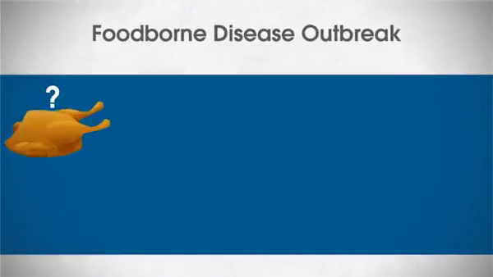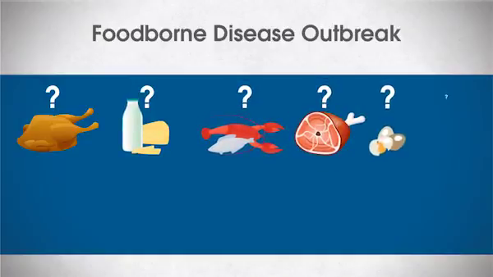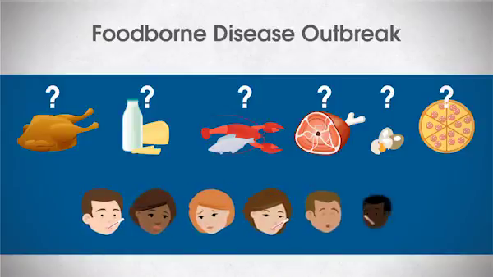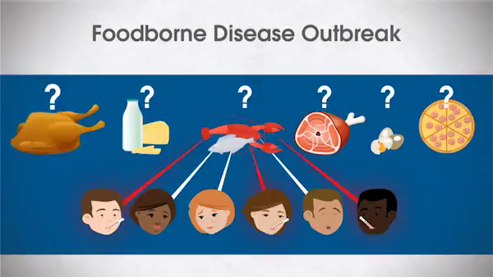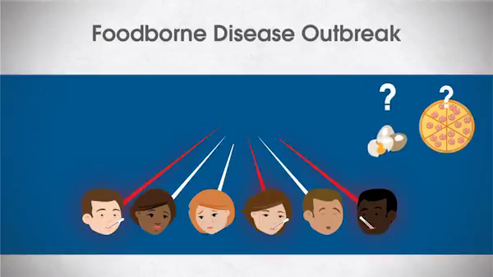CDC defines a foodborne disease outbreak as an incident in which 2 or more persons experience a similar illness resulting from the ingestion of a common food. Foodborne disease outbreaks can be detected in various ways. One example is when multiple people become ill from food they ate while attending the same event, such as a wedding or potluck. Upon notification of this type of outbreak, an epidemiologist will conduct active surveillance, or case finding.